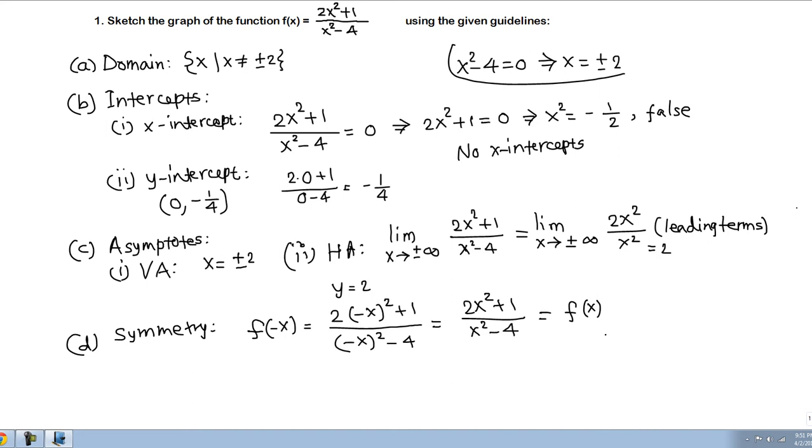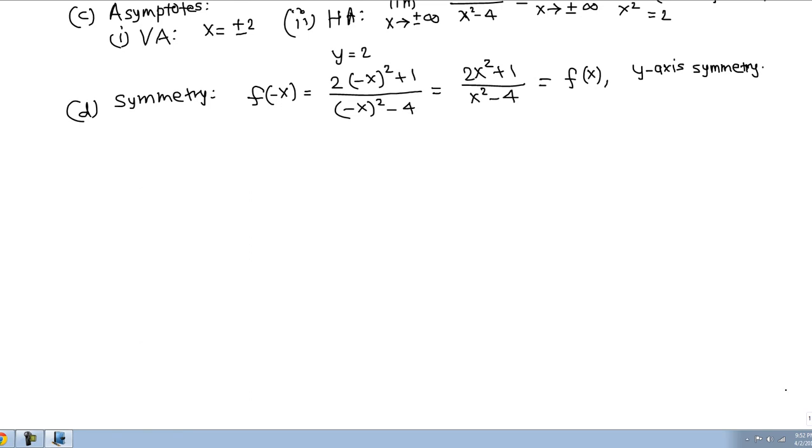These functions are called even functions. If we got the negative of the original function, then the graph would have origin symmetry. If we get something not similar to the function or the negative of the function, then neither. But in this case, we say y-axis symmetry. Next in the guideline we need to find the intervals where the function is increasing or decreasing.